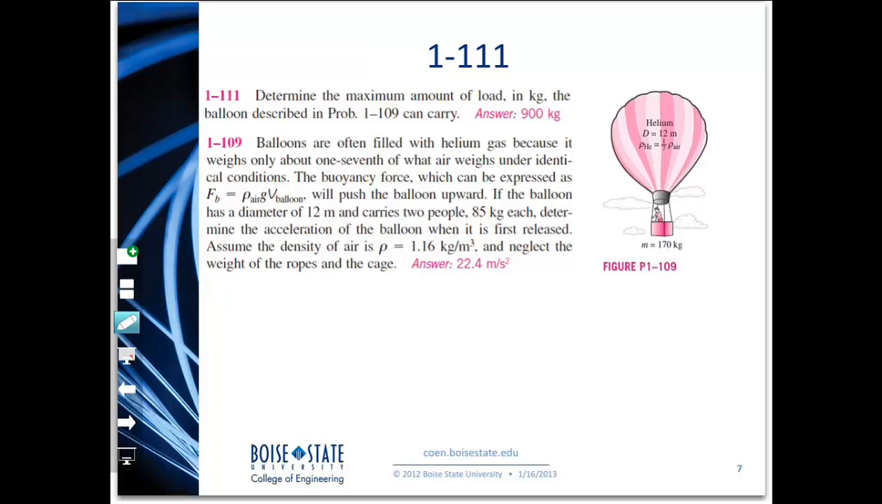So if the balloon has a diameter of 12 meters and carries two people, 85 kilograms each, determine the acceleration of the balloon when it is first released. However, this is another problem. All we need is the first part of the information and the fact that they have given the density of air, and they have asked to neglect the weight of the ropes and the cage, which will also be used for the current problem. Okay.